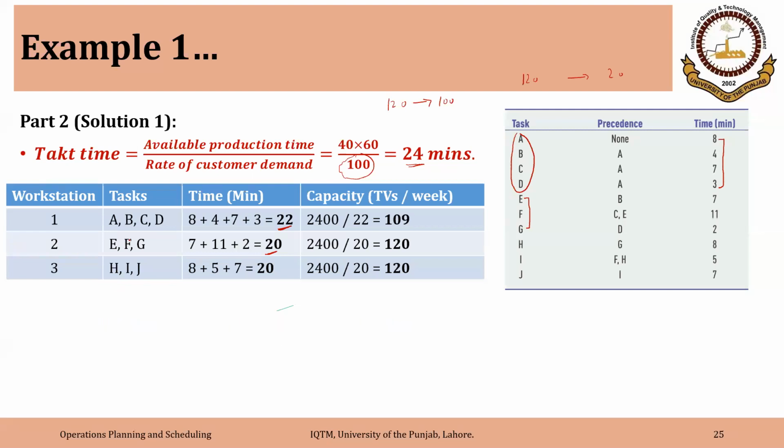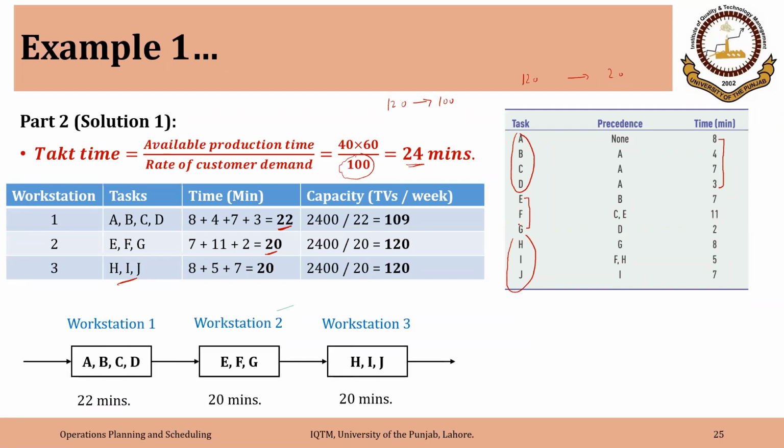And workstation 3 comprises tasks H, I, and J. The time is 8 plus 5 plus 7. There are other possibilities as well. So now the line comprises 3 workstations, and we are having 2 bottlenecks. Workstations 1 and 3 both can have an output of 120. And again, we are assuming 100% efficiency. This is a relatively balanced line, so there is lesser difference between the times of different workstations as compared to part 1.